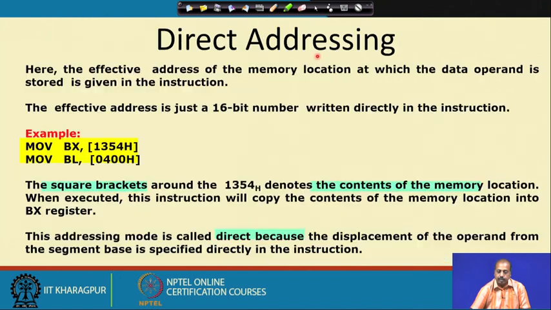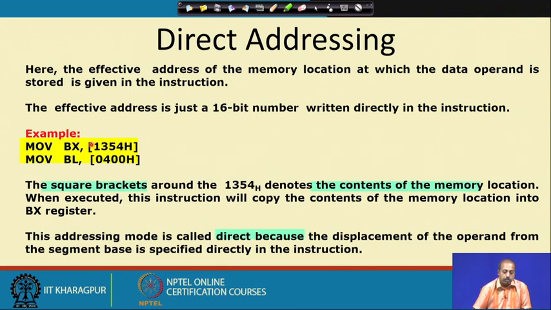Next, we look into the different addressing modes. First one is the direct addressing. In case of direct addressing, the address is directly provided in the instruction itself. The address of the memory location is given in the instruction itself. The effective address is a 16 bit number, like 1354 hex or 0400 hex. That is a 16 bit number.